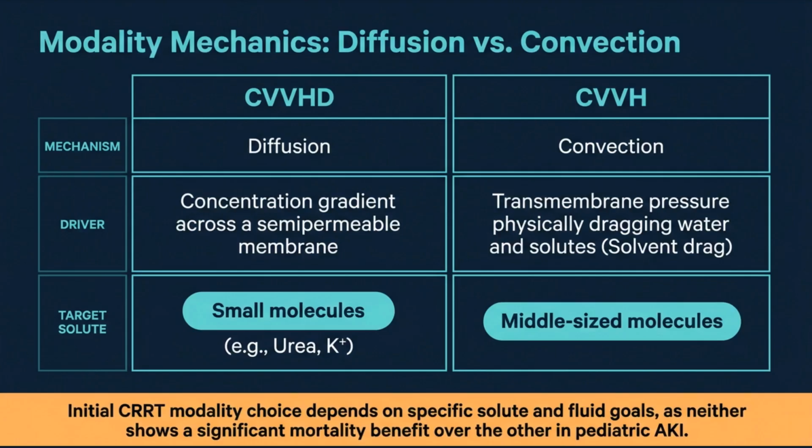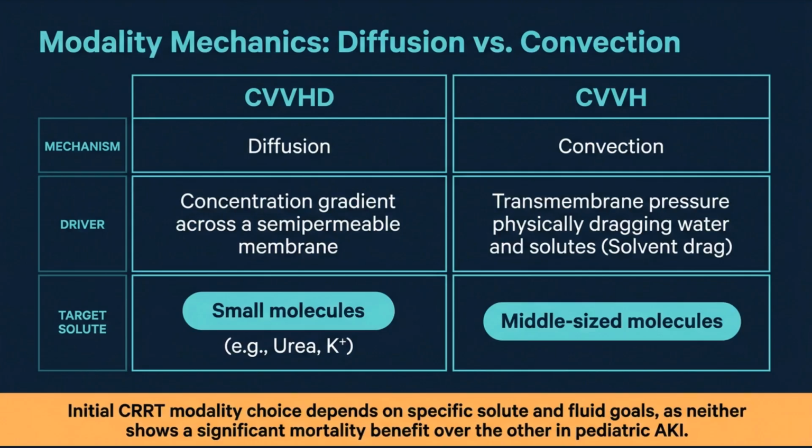The choice of initial continuous renal replacement therapy modality depends on your specific solute and fluid goals. Continuous venovenous hemodialysis, or CVV-HD, utilizes diffusion. Diffusion is driven by a concentration gradient across a semipermeable membrane. This mechanism efficiently clears small molecules like urea and potassium. In contrast, continuous venovenous hemofiltration, or CVVH, utilizes convection. Convection is driven by transmembrane pressure, physically dragging solutes along with water in a process known as solvent drag. This convective mechanism is highly efficient for clearing middle-sized molecules.